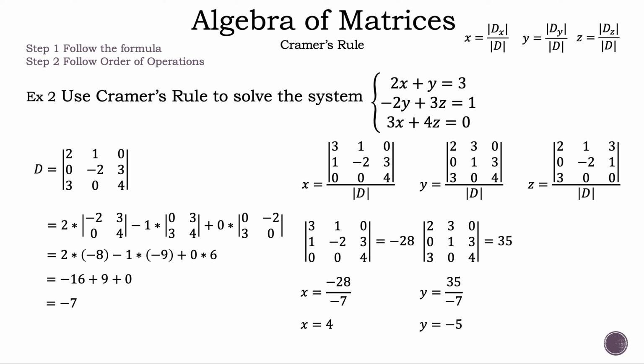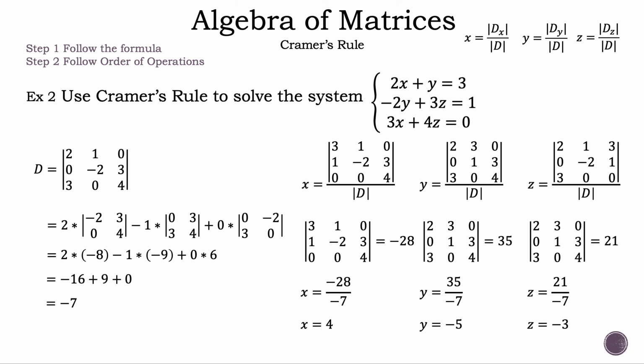Let's continue by finding the z part of our ordered pair by finding determinant sub z. And determinant sub z is 21. Which row did you break down the 3 by 3 matrix? Put it in the comments below. That would be great. Now we need to divide 21 by negative 7, and the result is negative 3. That is the z part of our ordered pair.